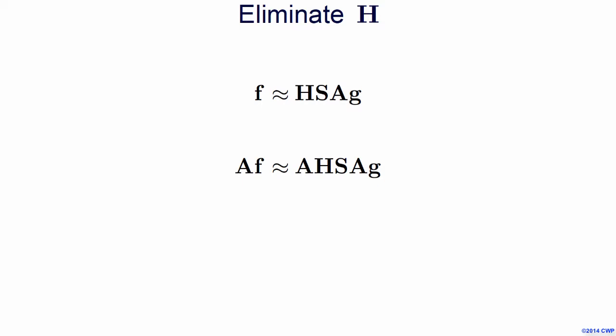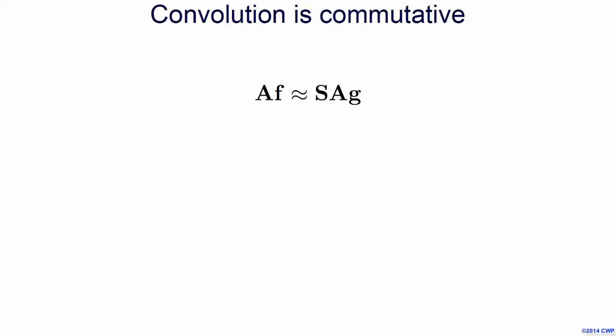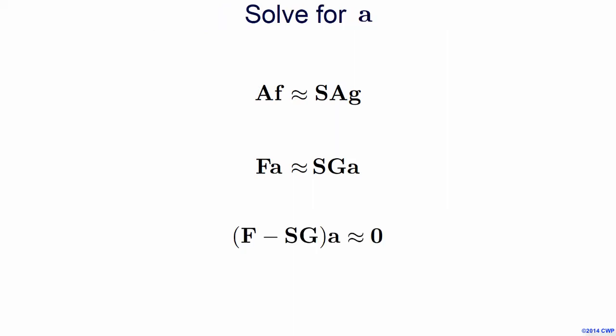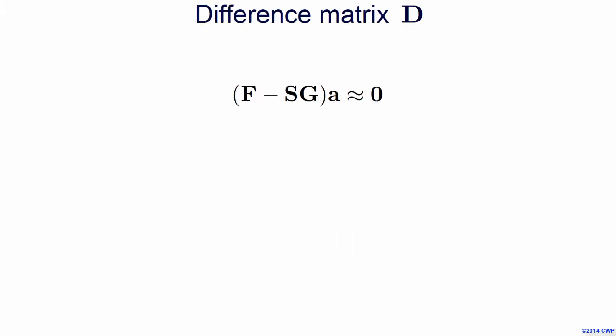Now, because A times H is the identity matrix, as I said before, this reduces to the following form. Now, because convolution is commutative, I'm going to switch around AF and AG to get the following form. And then I'm going to move SGA over to the other side and factor out the A. So we're left with this quantity, F minus SG. So what is this quantity? Well, we refer to it as the difference matrix D.